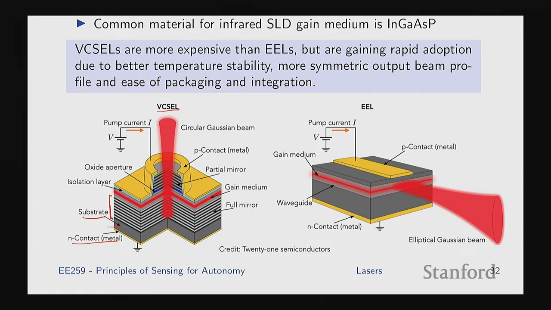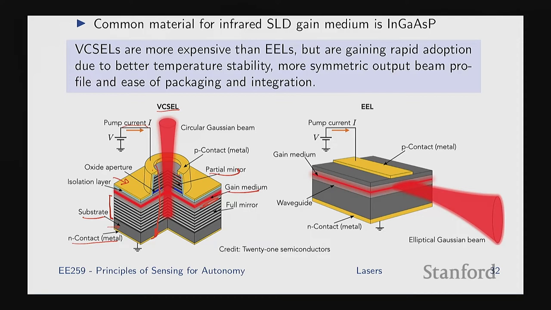Very effective mirrors are built in semiconductor. Then you have your gain medium. That's this red part here. That's a gain medium. And then on top of the gain medium, you have the partial mirror. Again, it's built by a stack of two dielectrics. And then this yellow part up top, that's your second electrode. So again, the pump current is going through the gain medium and from the top electrode to the bottom.